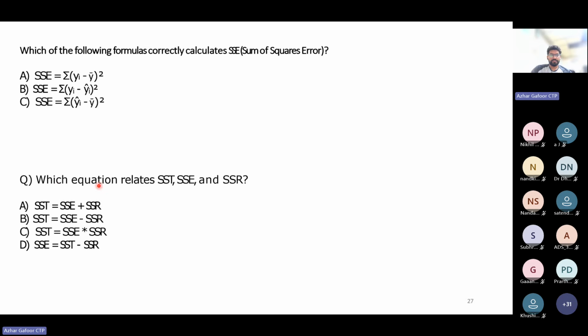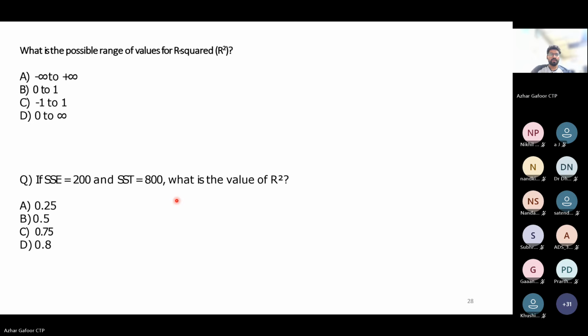And then which equation relates SST and SSE? So SST is equal to SSE plus SSR. And also SSE is equal to SST minus SSR. So A and D both are correct. So what are the possible values of R squared? It varies from 0 to 1.